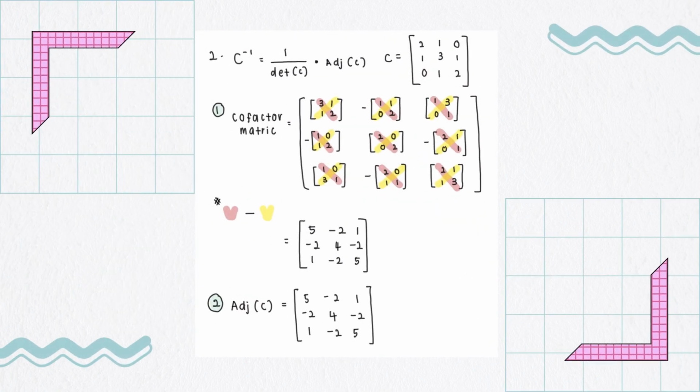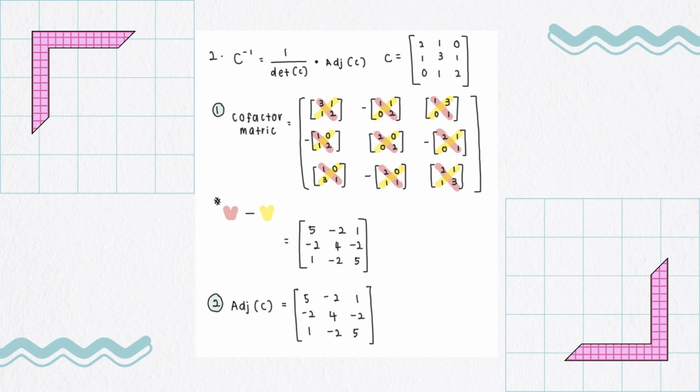So to find the inverse of this matrix, we write the formula first. You can see the matrix inverse C is equal to 1 over determinant C times adjoint C. The adjoint C is the cofactor matrix transposed. So in this case, we use cofactor expansion.